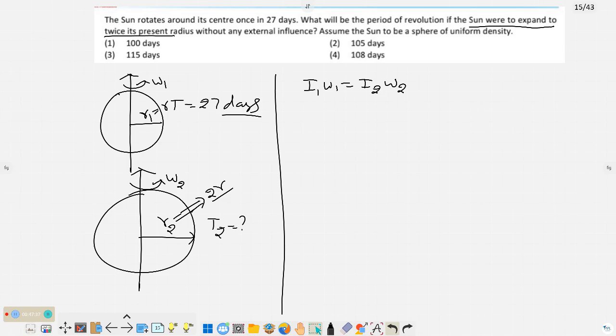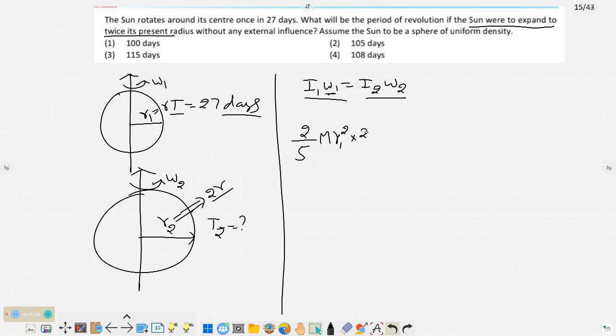But what changes? The time period changes, because of angular frequency. In this law of conservation of angular momentum, I1 omega 1 is equal to I2 omega 2. In this case, what type of body is it? A spherical body. So the moment of inertia about its own axis is 2 by 5 M R square, where M is the mass of the earth and R is the radius. So we can write 2 by 5 M R1 square into omega 1.